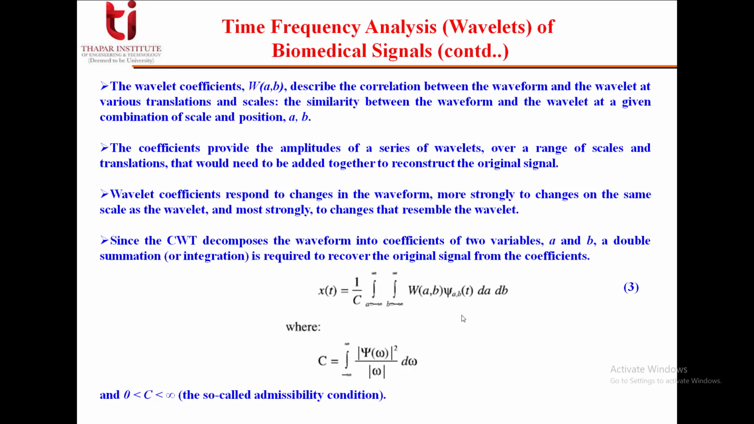So it will be given as x(t) is equal to 1 by C, and we have two integrations, one with respect to a and the other with respect to b, and both are running from minus infinity to plus infinity, of W(a,b) phi(a,b)(t) da db, that is with respect to a and b. Here C is basically the admissibility condition, which is given as the integration from minus infinity to plus infinity of mod of phi(omega) squared by mod omega, integrating with respect to omega, and mainly C lies in the range of 0 to infinity.